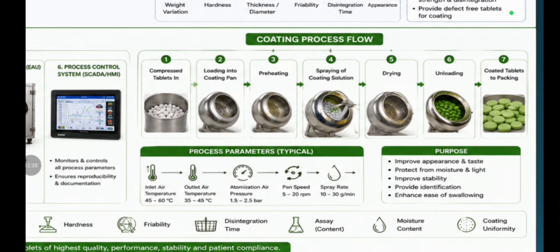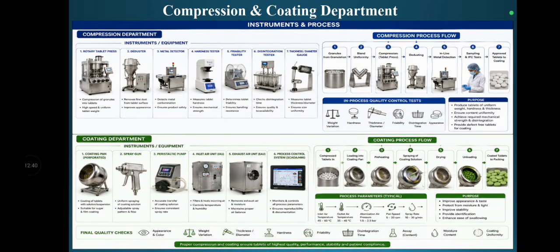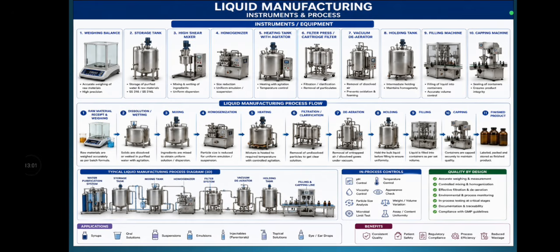Okay, see, it is clear that each department depends on another department. It starts from raw material dispensing and weighing, then goes towards the granulation department. After granulation, it goes towards compression. After compression, it goes towards coating. After coating, it goes towards packaging. So this is the link of the departments and the material flow.